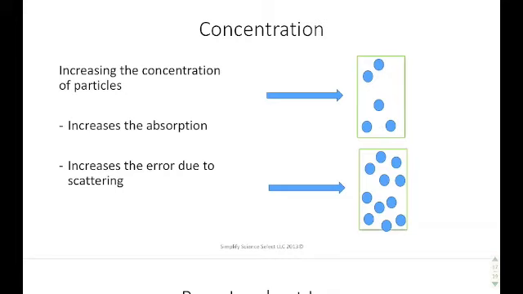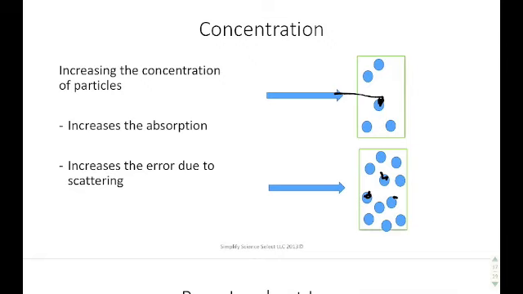The next is concentration. Increasing the concentration of the particles will increase the absorption. If I just have these, there's a possibility that this light would get hit by that, and that's all. This one would get hit by this one, and this one. So there are 3 different possibilities to absorb the light. So when you increase the concentration, you're actually going to increase the absorbance as well.